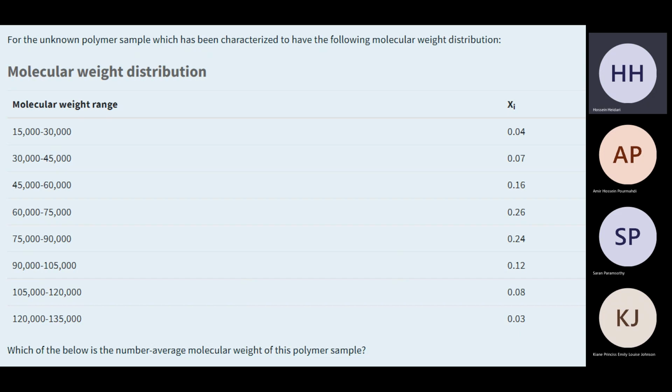There's a good amount of detail to cover here. So the first question is asking you about the molecular weight distribution, and it's giving you the number fraction. So it's asking for the number average molecular weight.